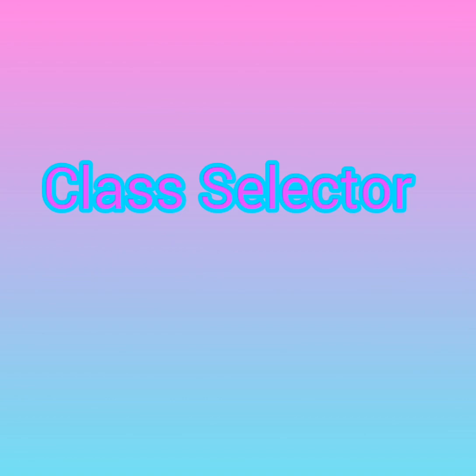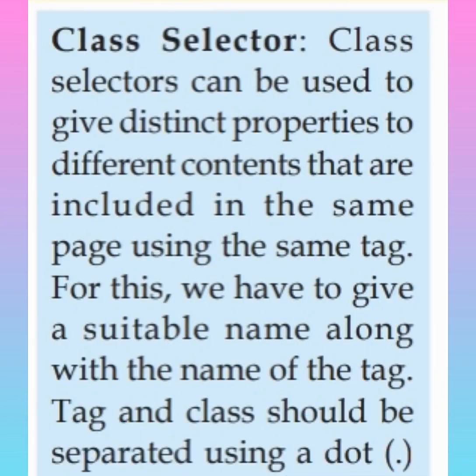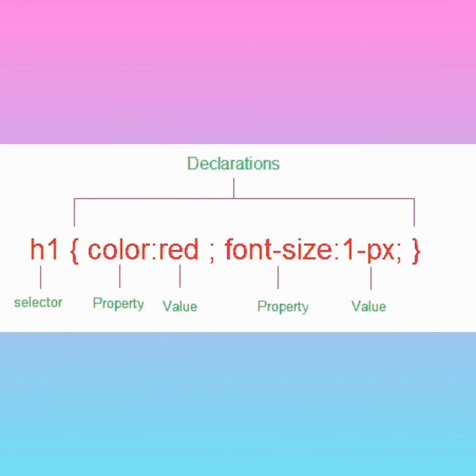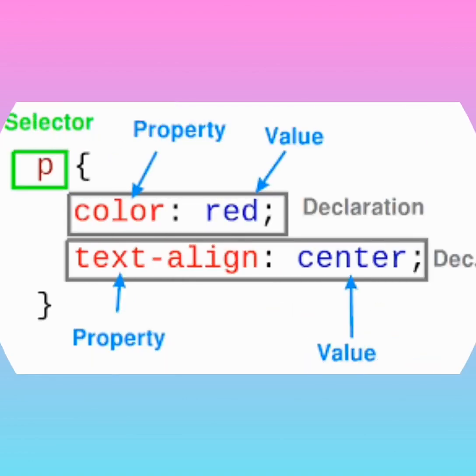Class selector. Class selectors can be used to give distinct properties to different contents that are included in the same page using the same tag. For this, we have to give a suitable name along with the name of the tag. Tag and class should be separated using a dot.